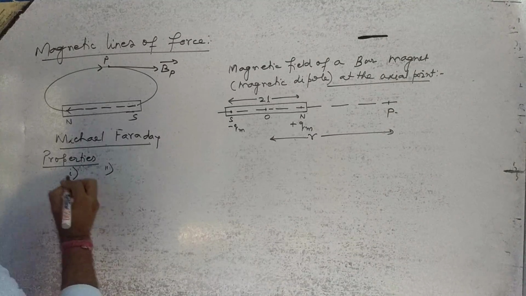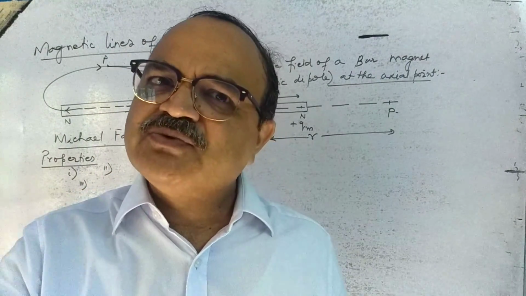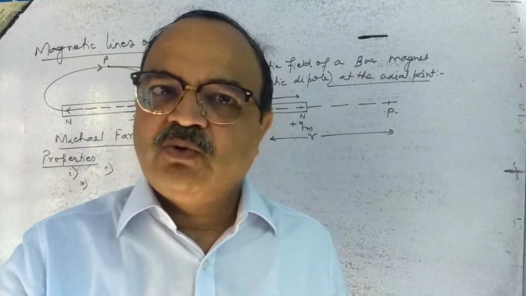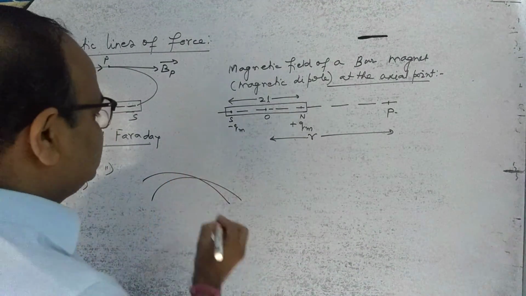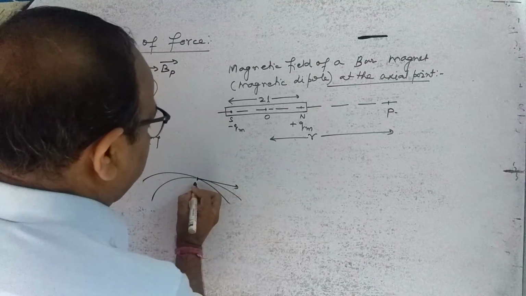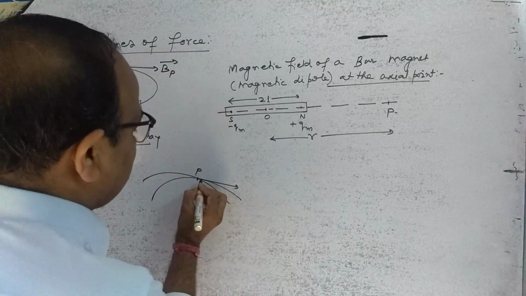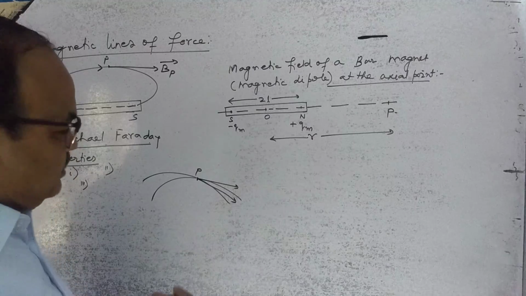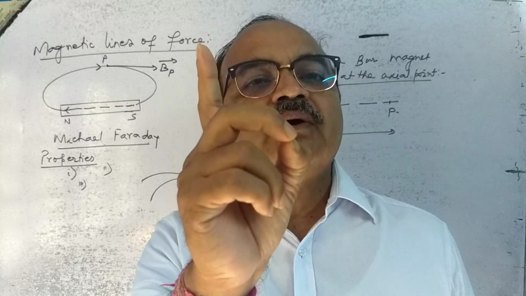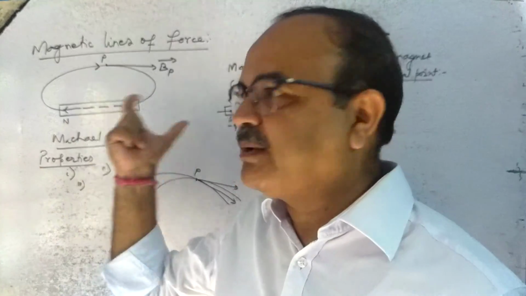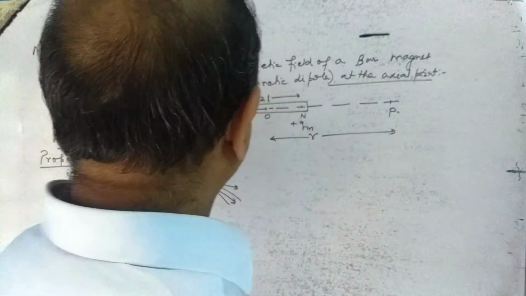Number 3, two magnetic lines of force will never intersect each other, for the same reason as we discussed for the electric lines of force. If two curves intersect, then one tangent will give us the direction of the magnetic field intensity at this particular point P, suppose, and at the same point we would get another direction. Means at the same point there cannot be two directions of magnetic field intensity for a particular magnet. So two lines of force will never intersect each other.